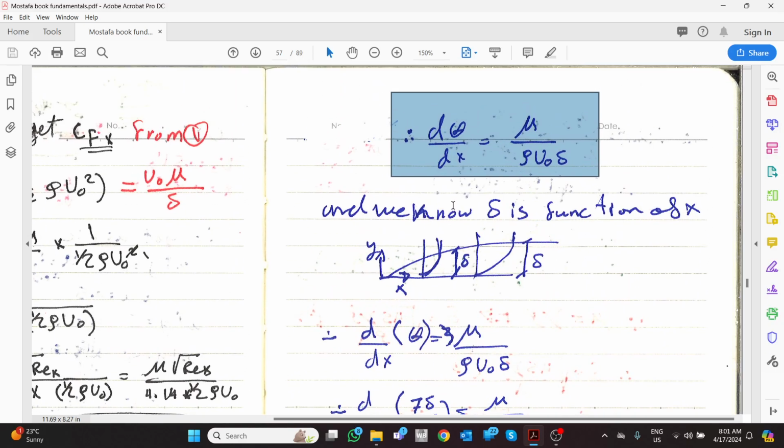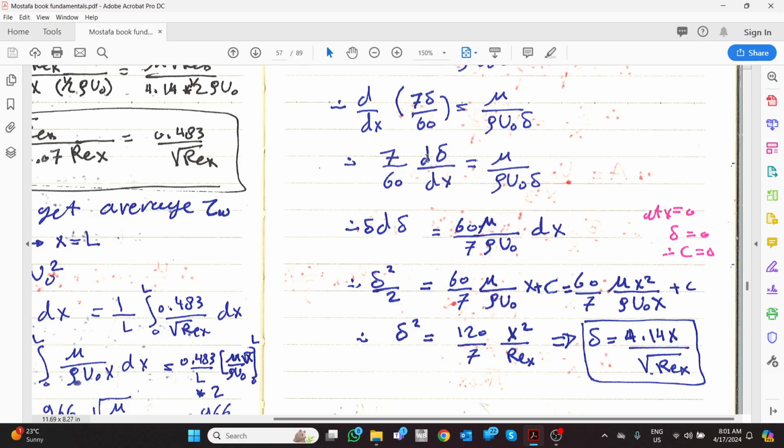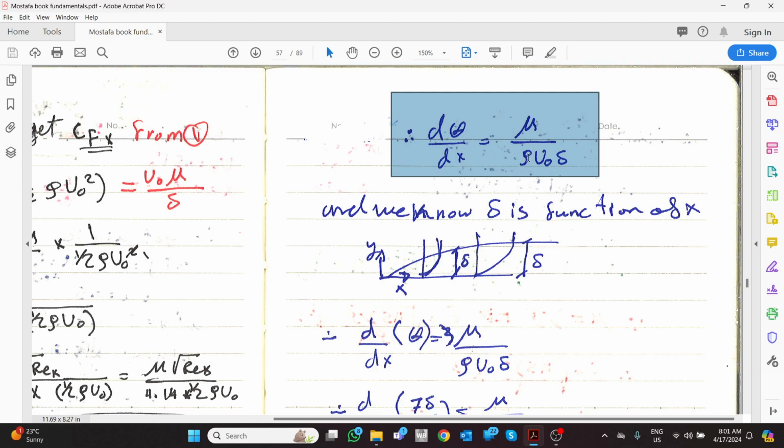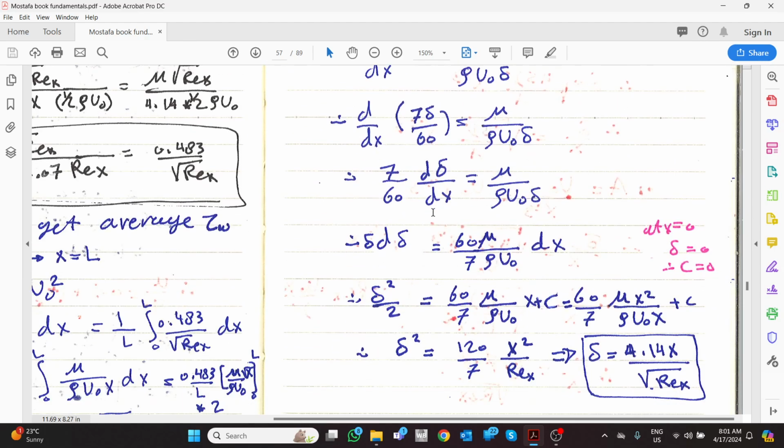So now you can do the integration. Before, you could not do the integration with theta, delta and x, but delta is a function of x. Now you can do the integration, with d delta and delta here and dx. Before you cannot do it, because if you do it, you have d theta here. You get my point? So delta square over 2 equals, this is all constant, multiplied by x plus a constant.